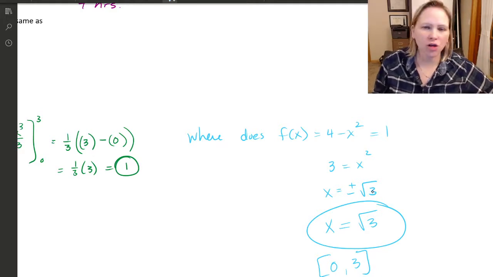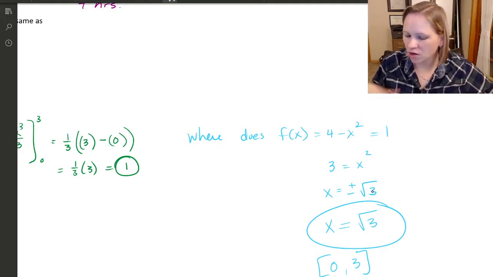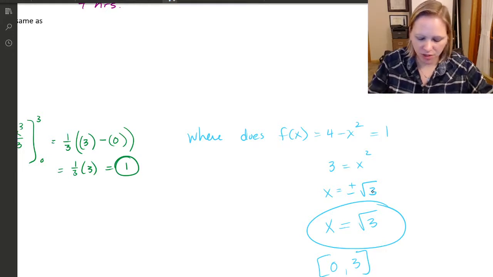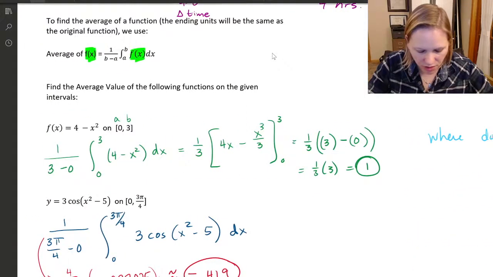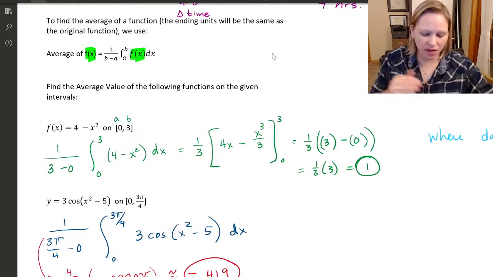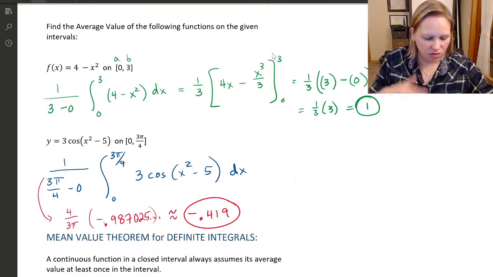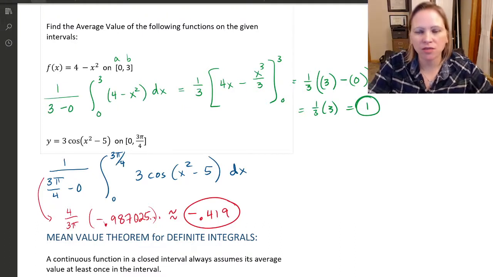The second function would also assume its average value somewhere. We're just not going to take the time to do that. But this would be a reasonable question for you to answer. So again, we're using antiderivatives. We're finding the average value, just utilizing this function. It's not too terribly difficult to use. Again, the tricky part is knowing when to use it in the midst of the word problems.